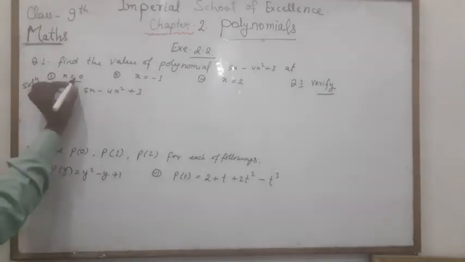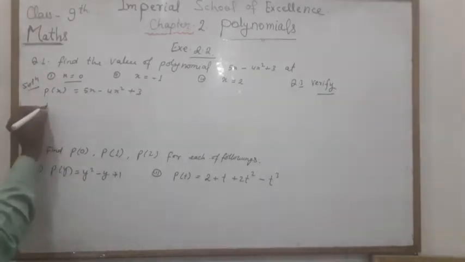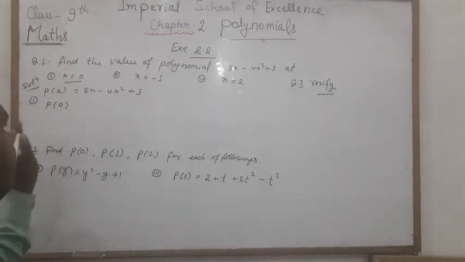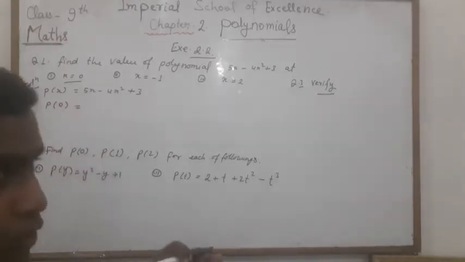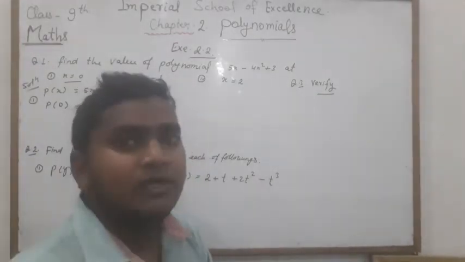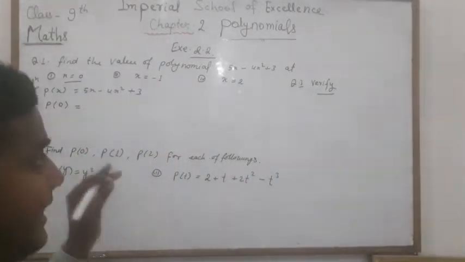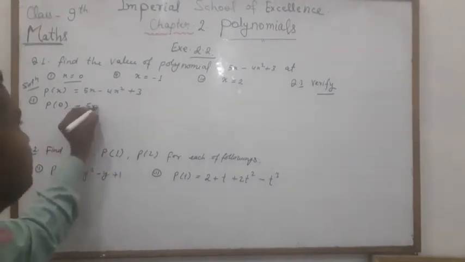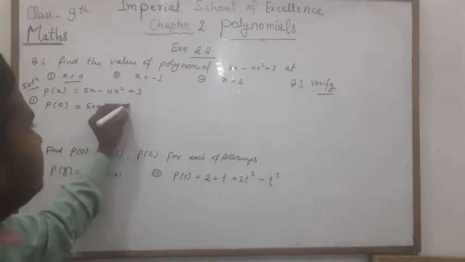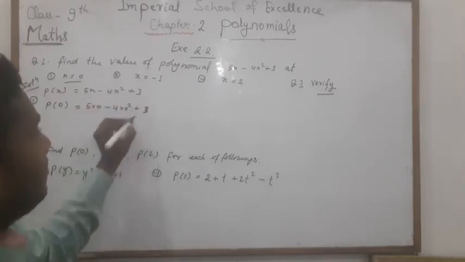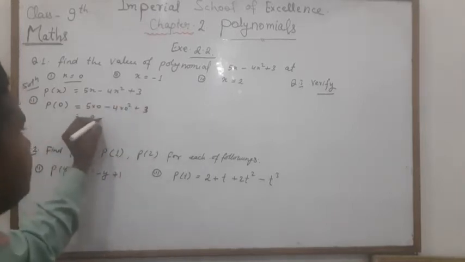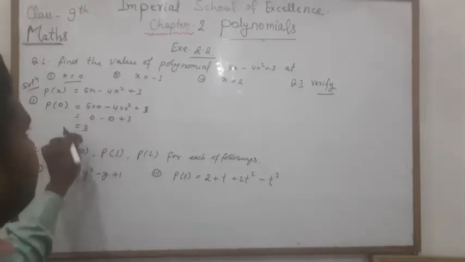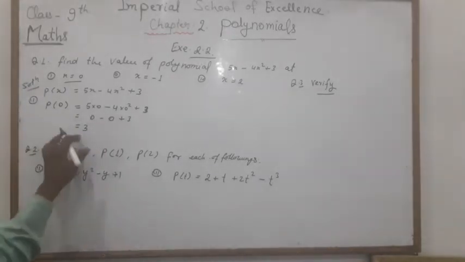So here we have to find the value at x equal to 0. Means we need to find p(0). In question number 1 we need to find p(0). So put 0 whenever we are having x. Means in place of all the x, what do we have to put? We have to put 0. So let's see, 5 into 0 minus 4 into 0 to the square plus 3. So finally this will become 0 minus 0 plus 3, and this will become 3. So at x equal to 0, the value of the polynomial is 3.